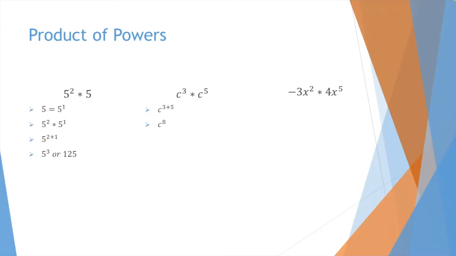So we have in this expression negative 3x to the 2nd times 4x to the 5th. Well, I only have two like bases here, x. So I'm going to take the negative 3 and 4 and move them out to the front and multiply them together, and then I'll take my base number and add the exponents. I get negative 12x to the 2 plus 5, or simply negative 12x to the 7th.